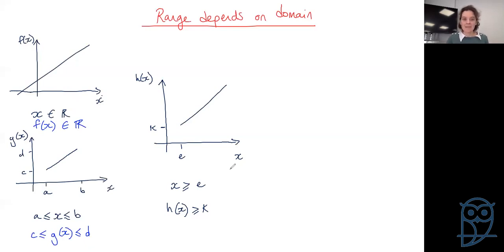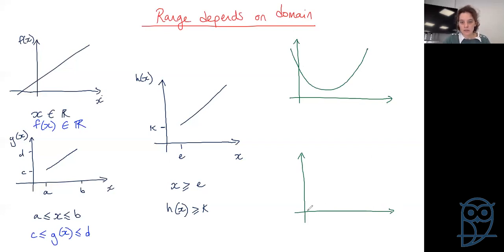So let's look at something a little bit more fun. Okay, straight lines, linear, all very well and good. Are we happy with this concept here that range depends on domain? Okay, we're looking good. So let's look at something not quite so straightforward.